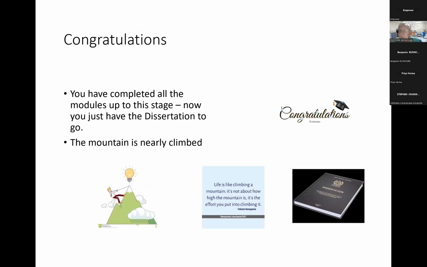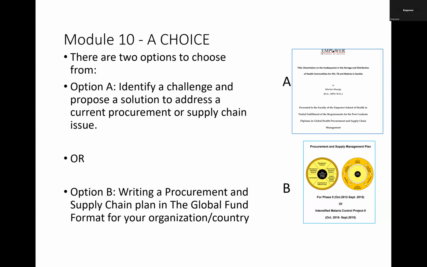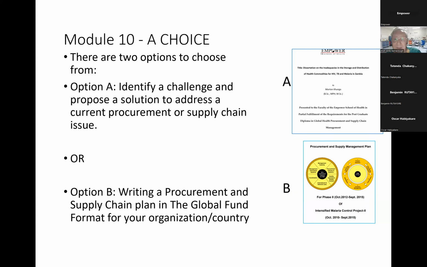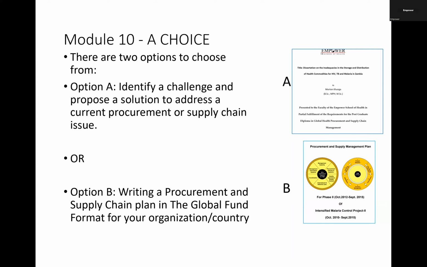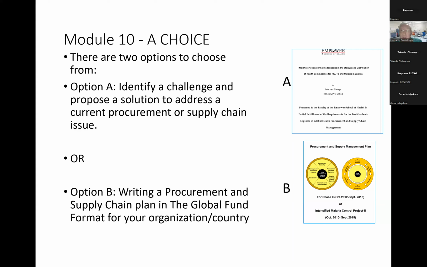So firstly, if you are ready to write Module 10, congratulations. You've been through a lot on the course, 9 modules already. The mountain is nearly climbed. Or option B, you can try and write a PSM plan, a procurement and supply chain plan, in the Global Fund format for your organization or for your country. You have to decide at the outset which one you want to do, A or B.